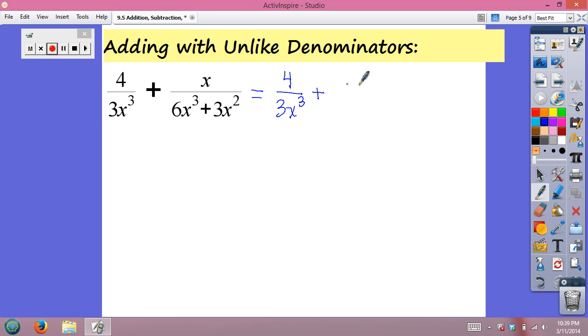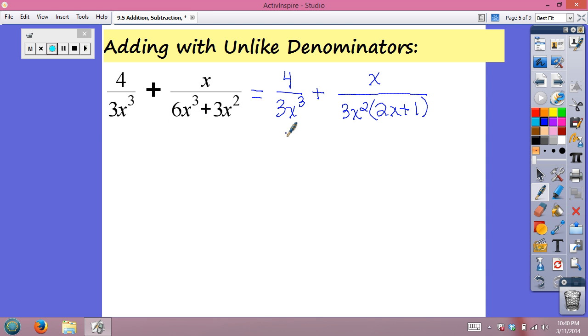But in our next fraction, we keep x in the numerator, but we'll factor the denominator. So notice we can take a 3x squared out of both of those terms to leave us with 2x plus 1 on the inside. We know how to factor, so that shouldn't be too difficult.